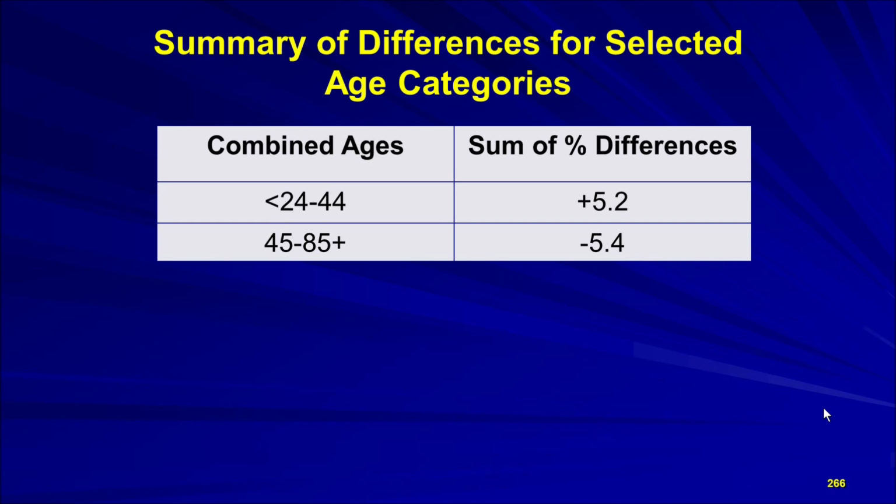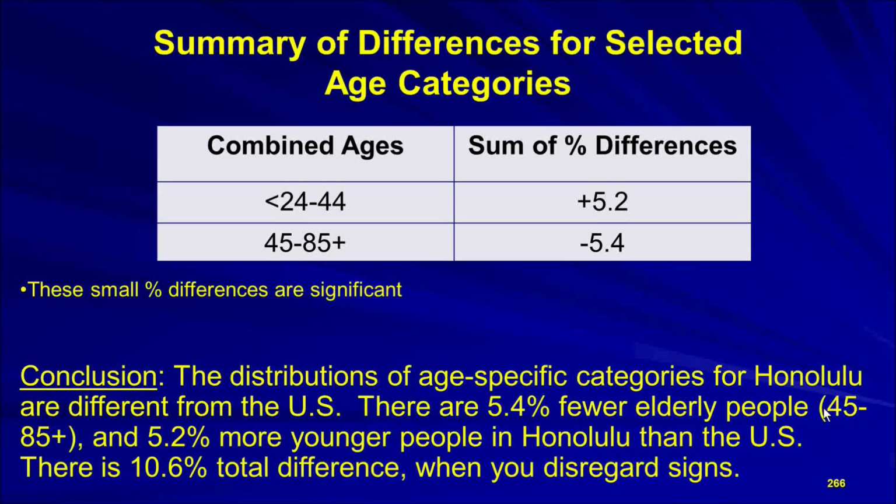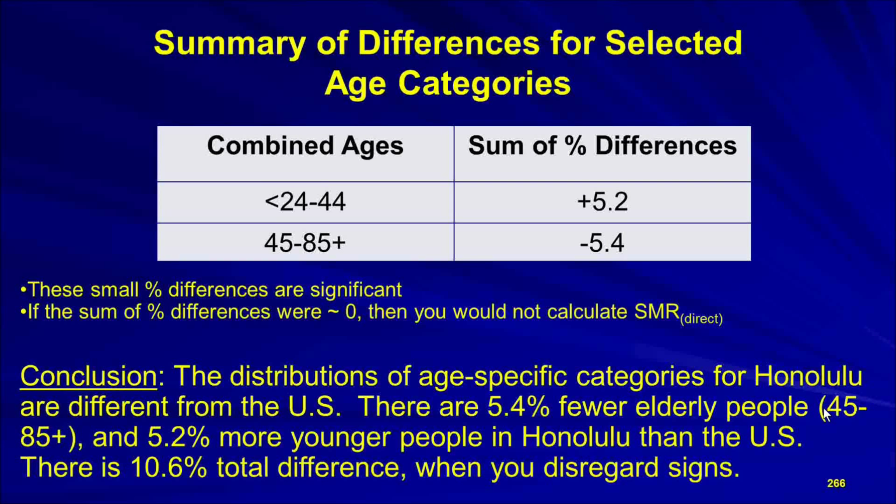So this table says again that we have something important going on. We have 5.2% that are younger than the U.S. population, and we have 5.4% that are fewer older people. So if you say it again, we have the difference is in youth. Honolulu is obviously a much younger group of people than that represented by the U.S. population.